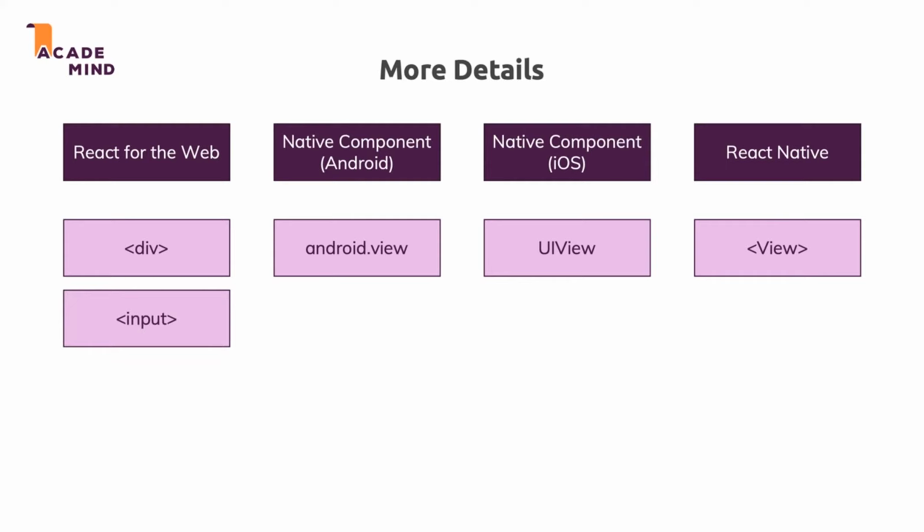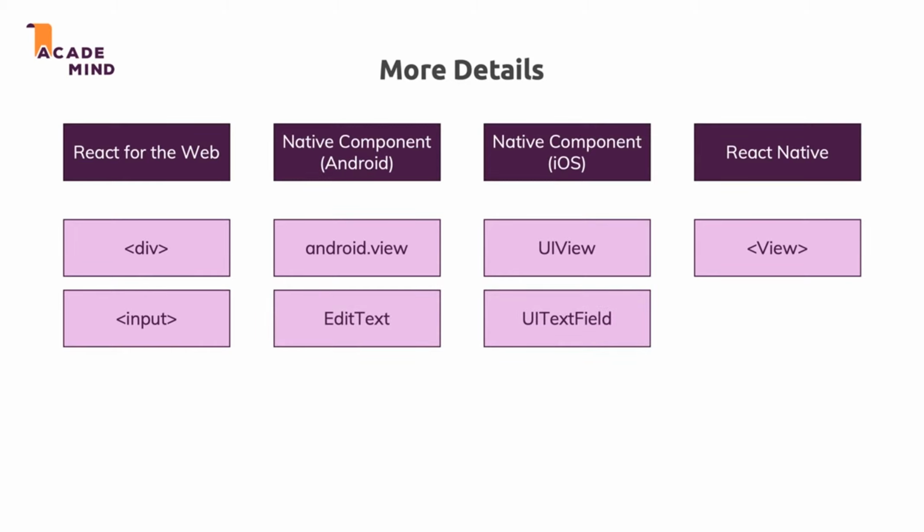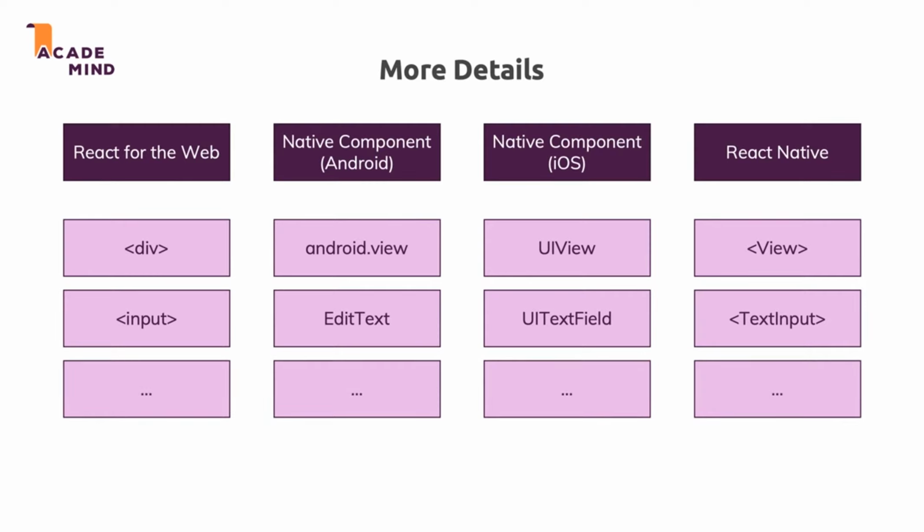And it does that, of course, not just for this view general wrapper component, but for example, if you're fetching user input on the web, you would do that with the input element. If you would build a native Android app, you would use EditText. For a native iOS app, you would use UITextField. And in React Native, there's the TextInput component. Again, React Native compiles that to the native widgets for you. And that's how React Native works behind the scenes.